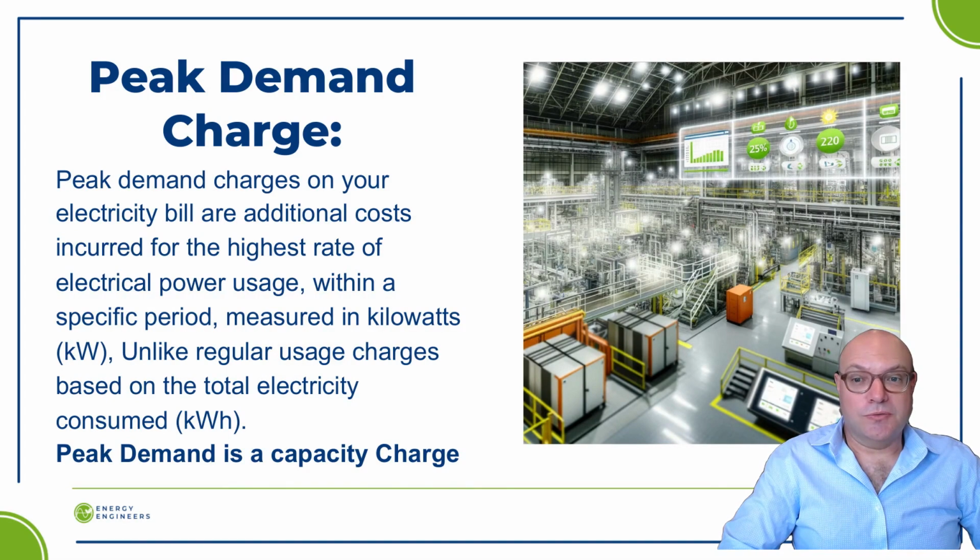It's important to distinguish this difference: kilowatt versus kilowatt hour. Unlike demand charges, regular usage charges are based on the total electricity consumption, in kilowatt hours. Peak demand charges, however, cover the utility's cost for maintaining the capacity to meet high power demands. This encourages users to distribute their electricity usage more evenly, reducing strain on the grid. It is a capacity charge more than anything else. There is little that can be done practically to avoid this charge, other than changing this peak usage.